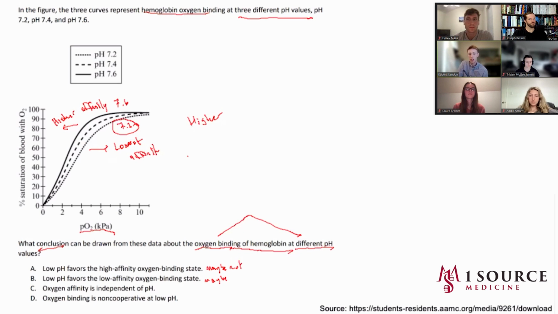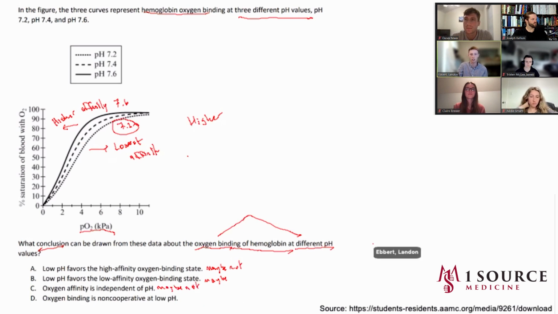C, oxygen affinity is independent of pH. Well, I just asked myself, what would it mean for it to be independent of pH? And I think if it were independent of pH, I wouldn't see any sort of relationship. There wouldn't be a relationship between pH and oxygen affinity. So all these curves would be the same if C were true. So I'm going to say maybe not for C.